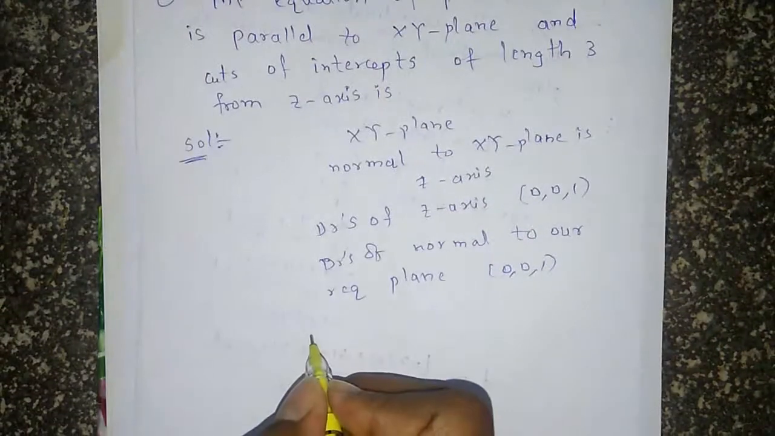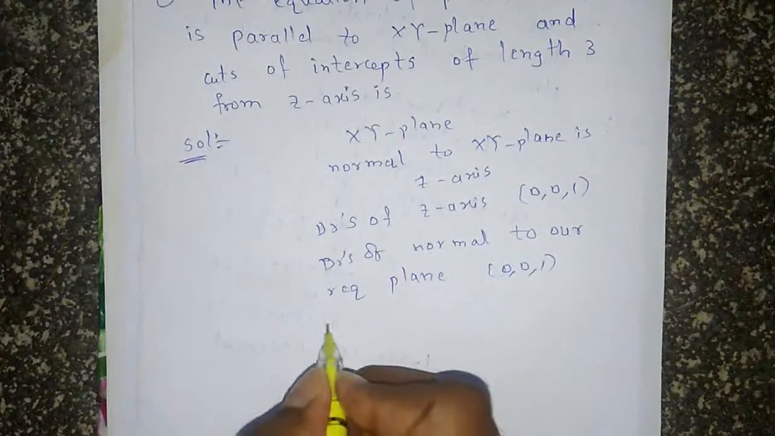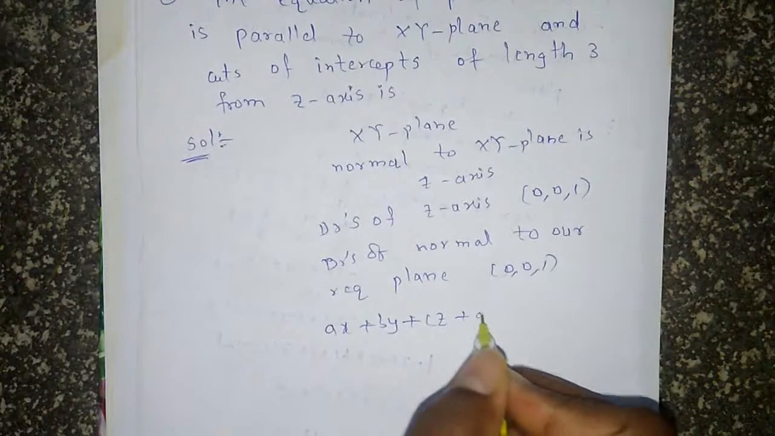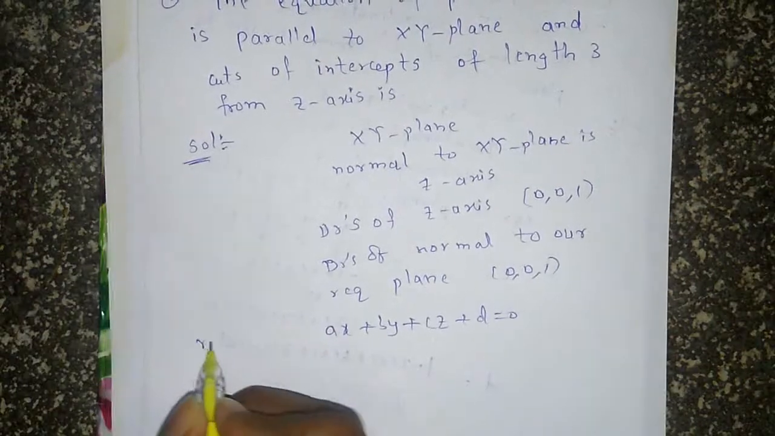So here, let us assume our required plane equation is ax plus by plus cz plus d is equal to 0.